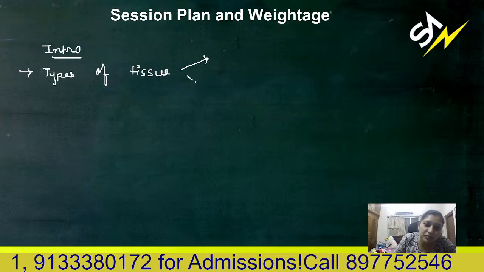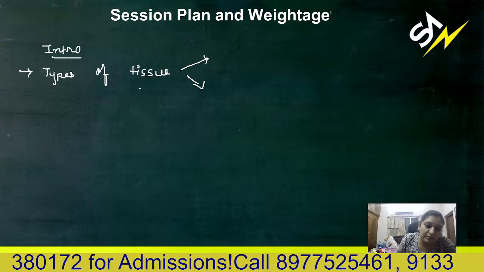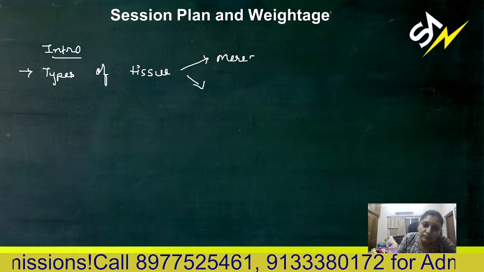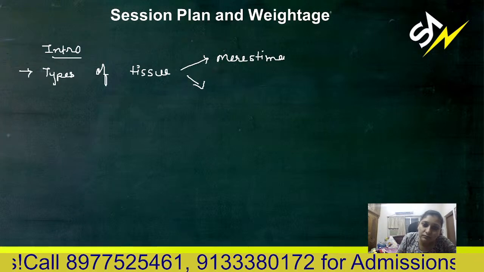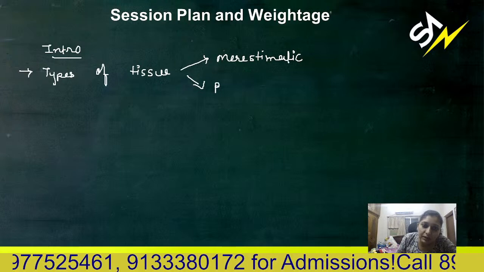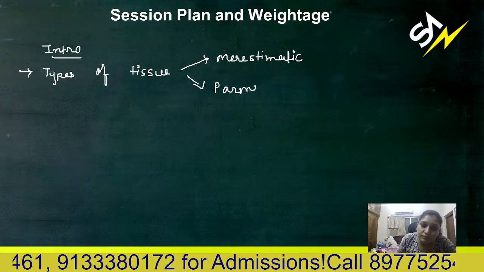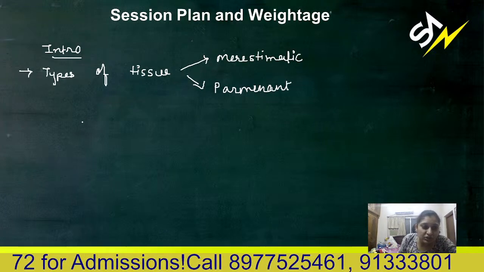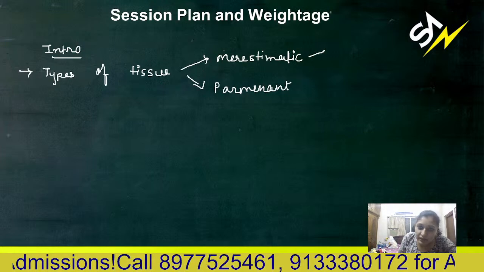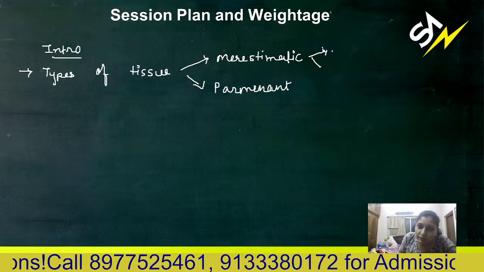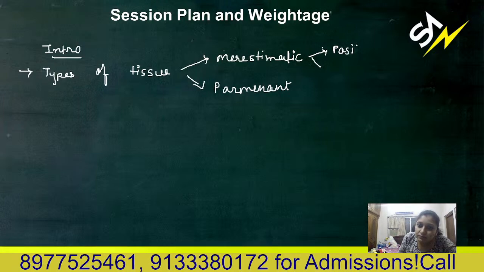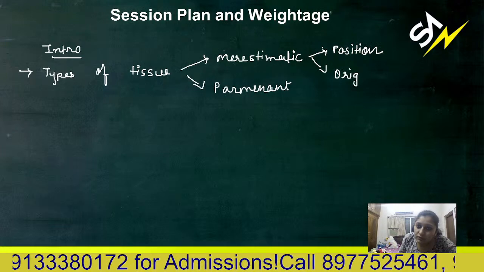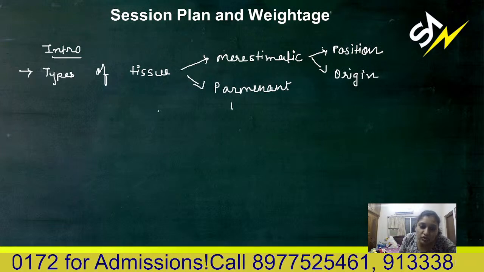How many different types of tissues are there in a plant system? Meristematic tissue and permanent tissue. Types of meristematic tissue, again, we are going to discuss on the basis of position and origin both. And types of permanent tissue also we are going to discuss.